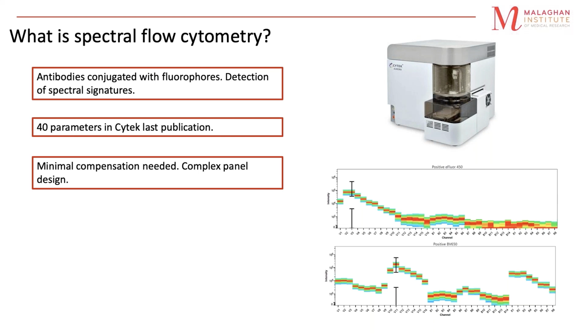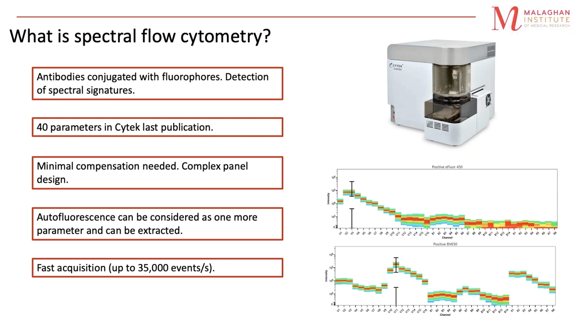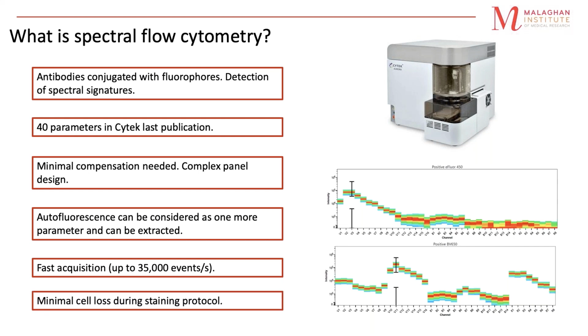However, the more markers you want to put in your panel, the more complex the panel design process becomes. Also, autofluorescence can be considered as one more parameter and can be extracted, as Kate has shown. And the acquisition is much faster than for CyTOF. It can go up to 35,000 events per second for the 3-laser Aurora. In the case of spectral flow cytometry, there's minimal cell loss during the staining protocol.